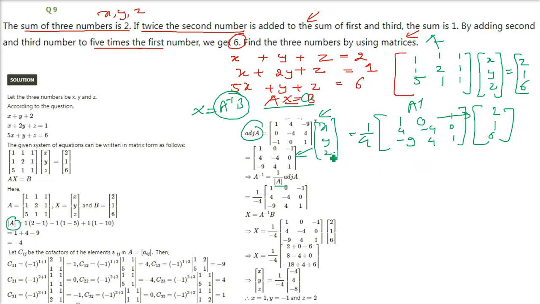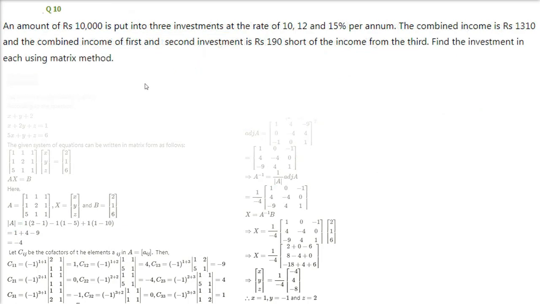X in this case will be 1. Y is negative 1. And Z is equal to 2. Right? So this is x = 1, y = negative 1, z = 2. This is how you have to follow the procedure. So other questions also you have to do the same thing. The main aim is to create the equations.